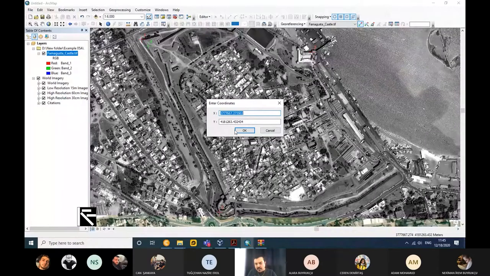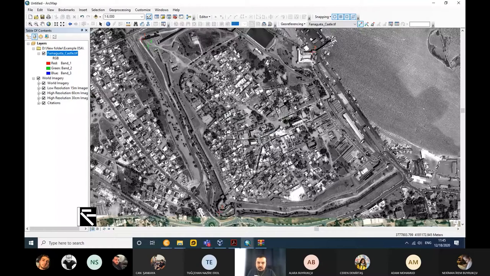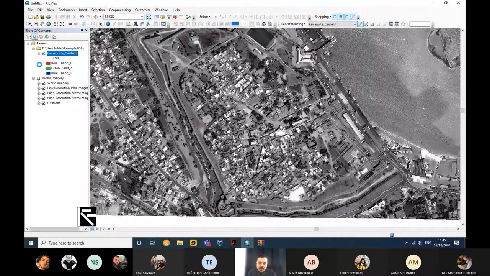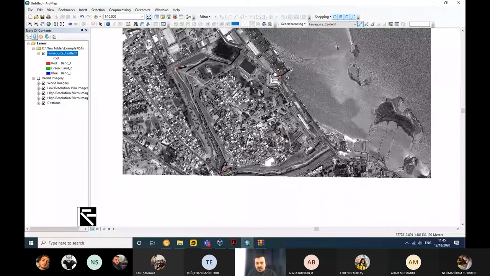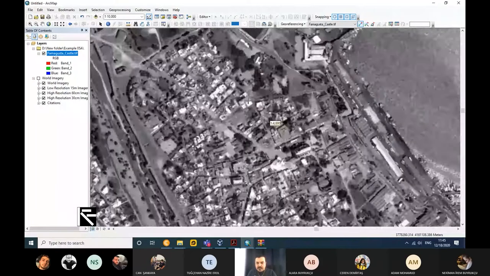Then hit OK, it is coordinated accordingly. Okay, did you understand what I said? This is up to now. Is this finished? No. We need to save our map. Now our map has a coordinate, has scale, everything fine.